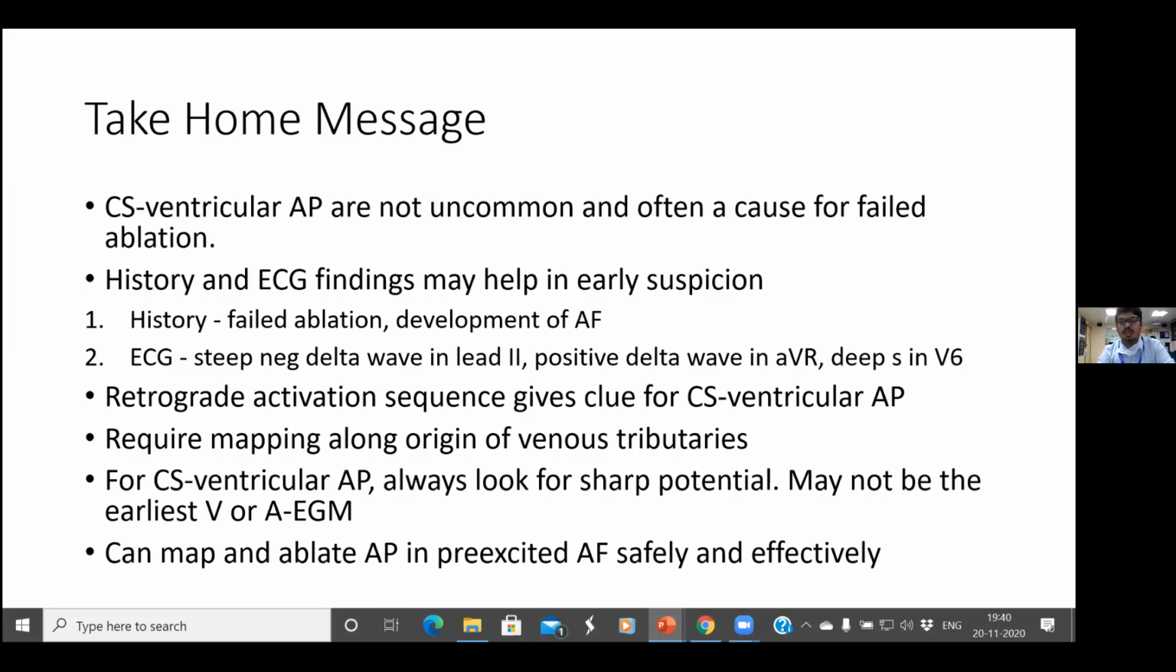And these pathways, as we discussed, are nothing but myocardial extensions of the CS muscle cord, which runs along the venous tributaries. So whenever one is suspecting a CS ventricular accessory pathway, it is essential to map along the origin of venous tributaries to look for an ideal ablation site. And one has to look for the sharp potentials, because these pathways extend to their insertion site, and looking for the earliest local activation may lead to failed ablation attempts. And if the patient develops atrial fibrillation, with a close watch on hemodynamics, one can safely ablate these pathways without undue prolongation of the procedure.